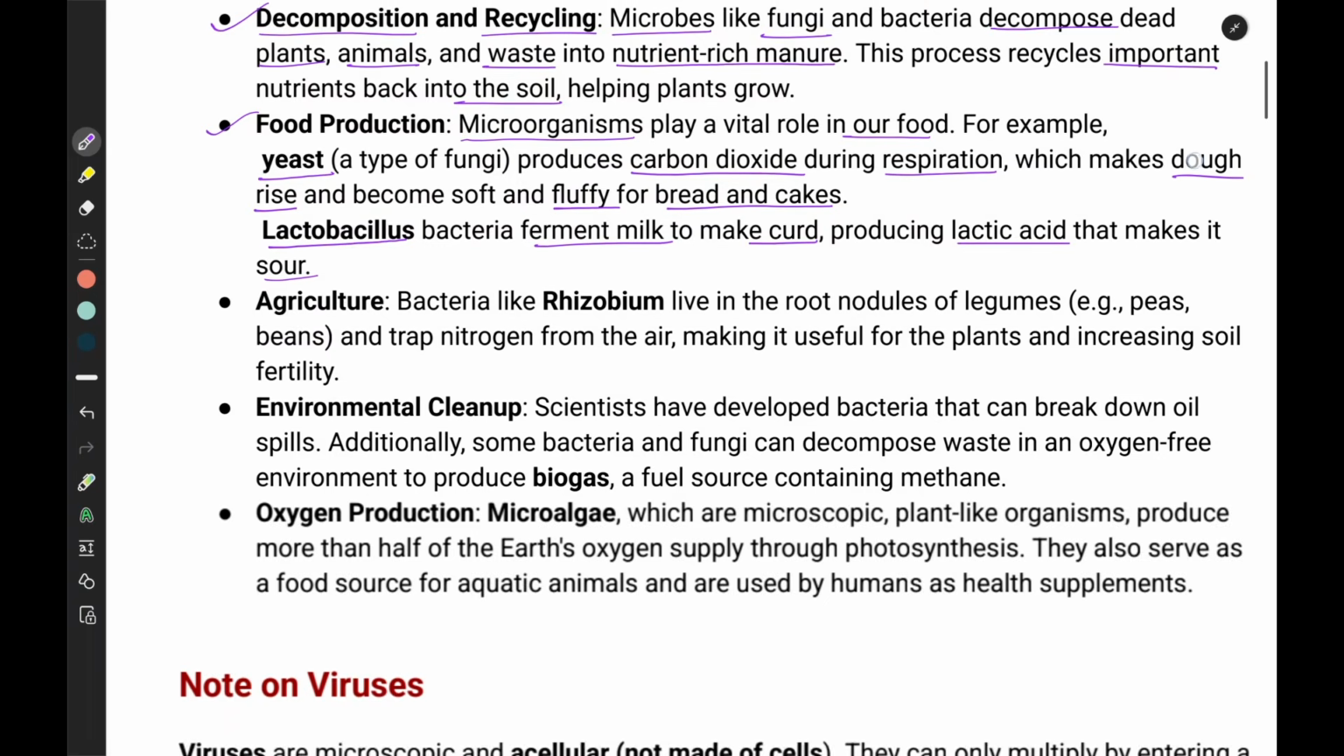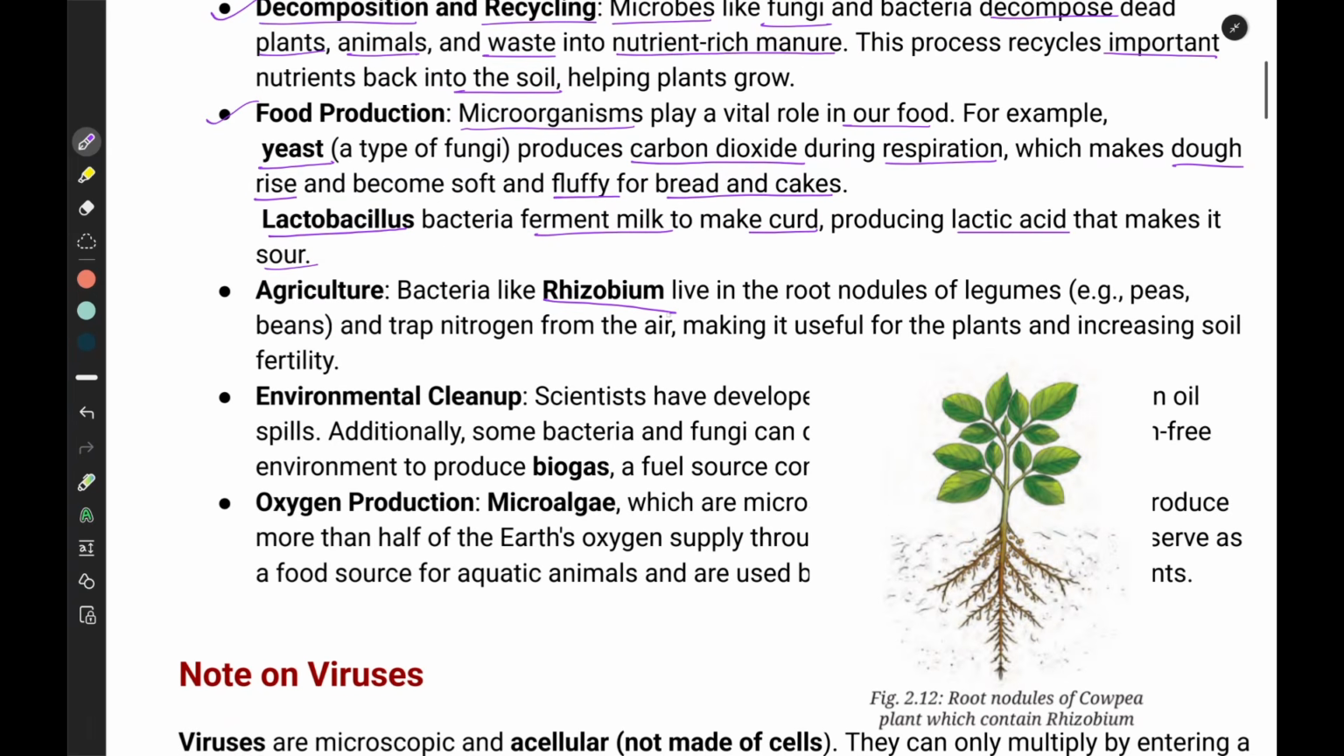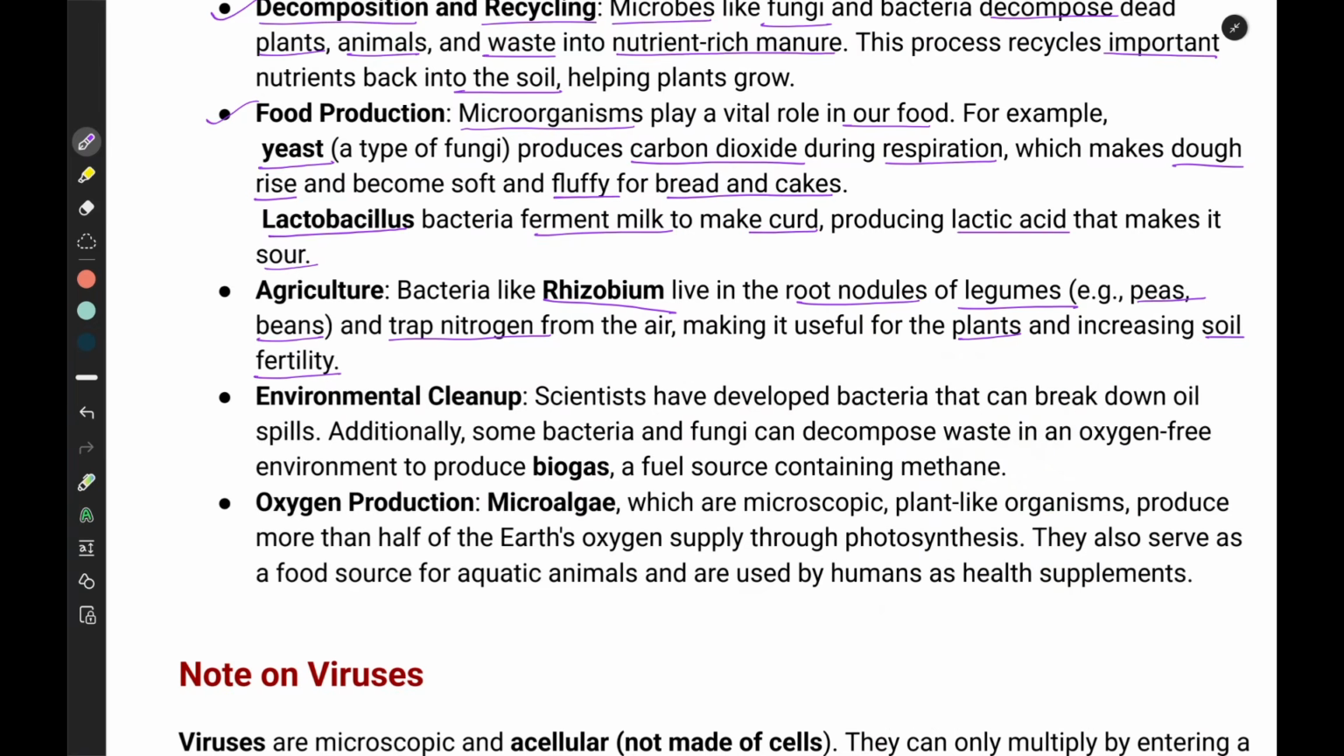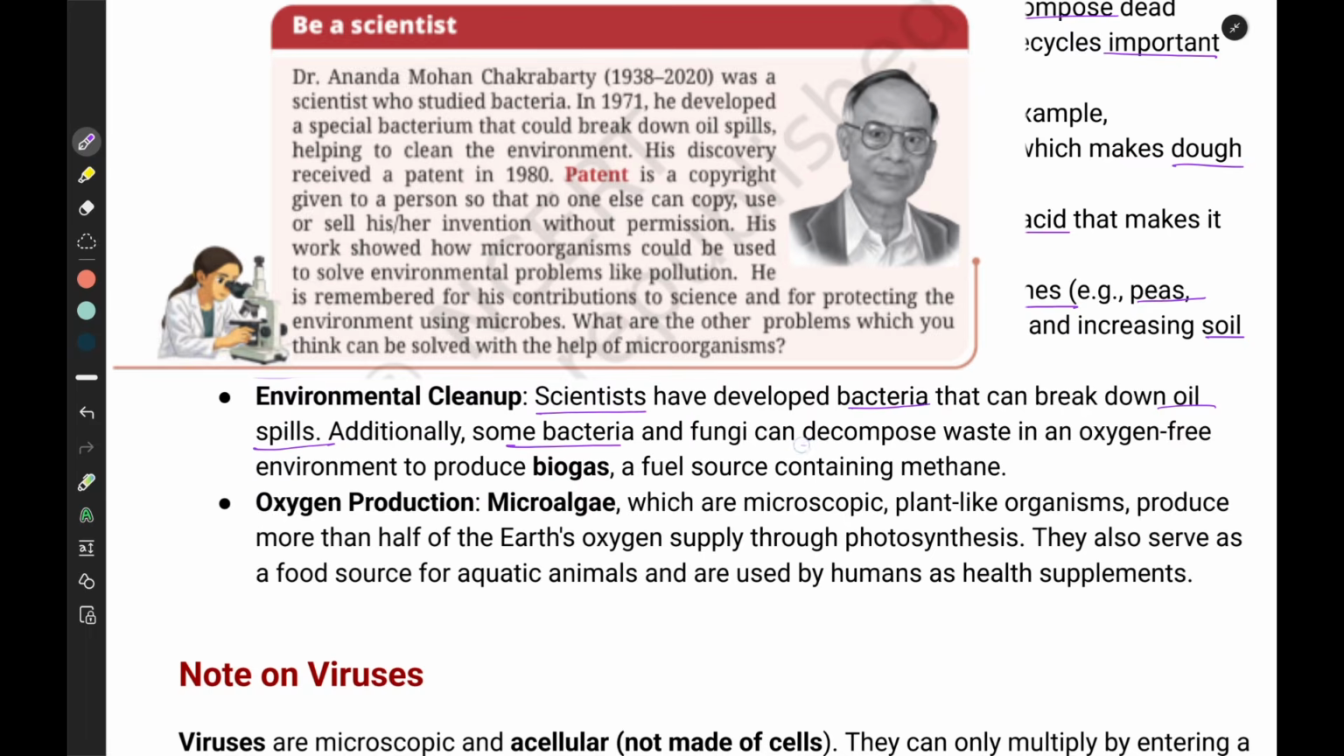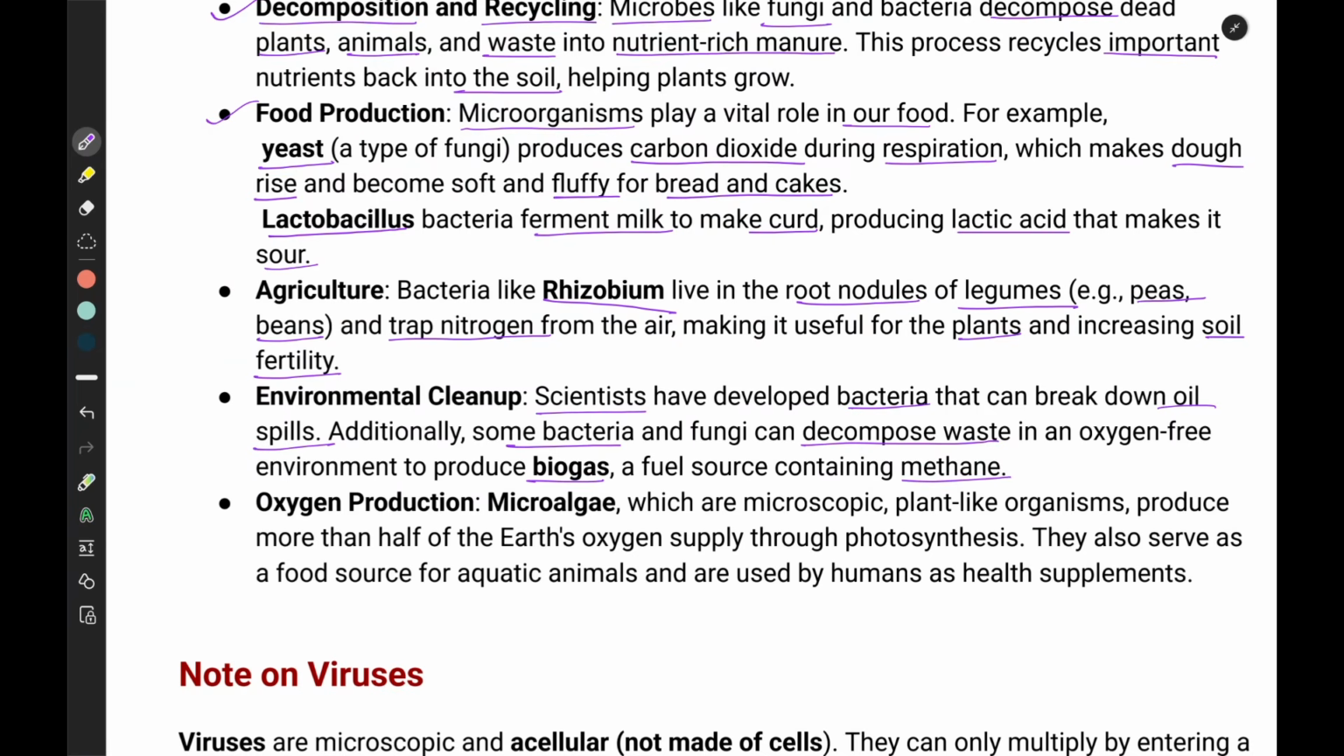Agriculture. Bacteria like Rhizobium live in the root nodules of legumes, for example peas, beans, and trap nitrogen from the air, making it useful for the plants and increasing soil fertility. Environmental cleanup. Scientists have developed bacteria that can break down oil spills. Additionally, some bacteria and fungi can decompose waste in an oxygen-free environment to produce biogas, a fuel source containing methane.